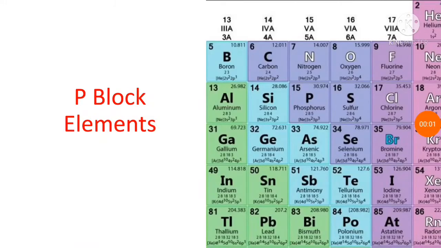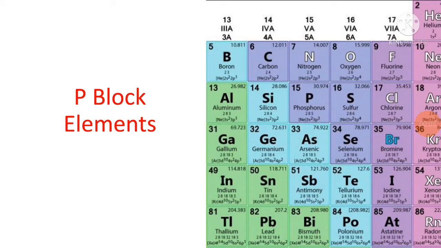In the periodic table, the group 3 to 18 elements are called P block elements. It is also referred to as representative elements. Let us understand more about P block elements. Today we are going to discuss basic characteristics of P block elements.